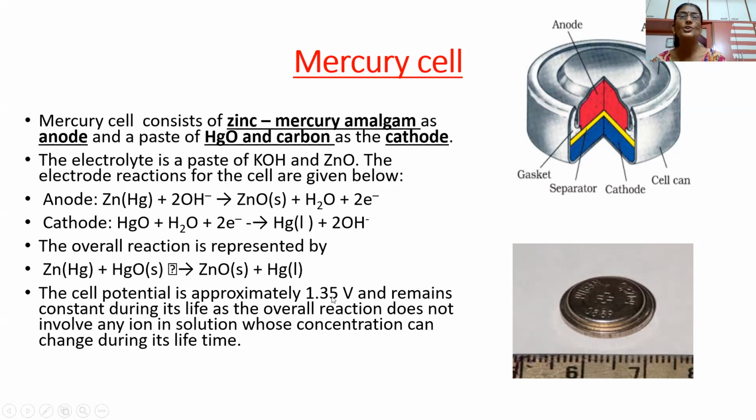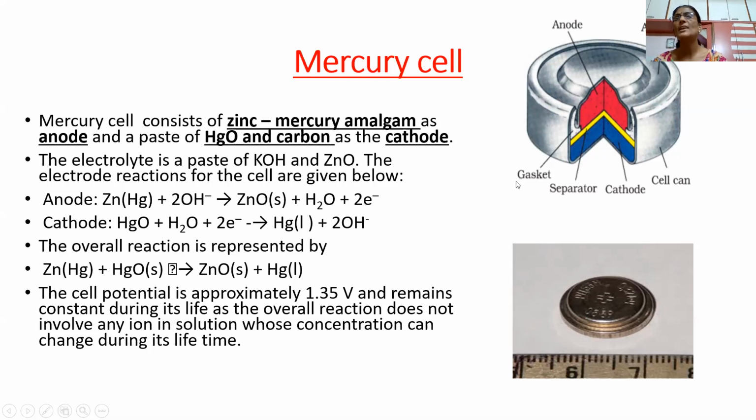This has a potential of 1.35 volt and this potential remains constant during its life. So that is the plus point. Its voltage does not vary, in the mercury cell. And as the redox reaction solution does not contain any ions, as I told you, its life is long. So compared to the dry cell, the mercury cell is best.